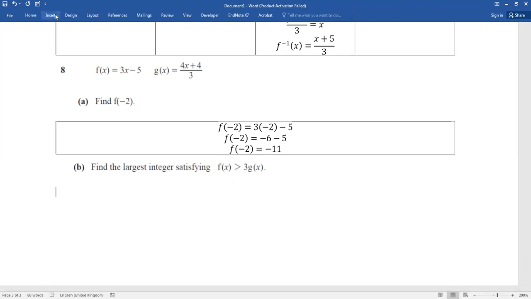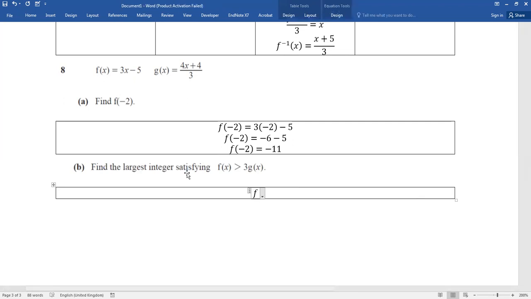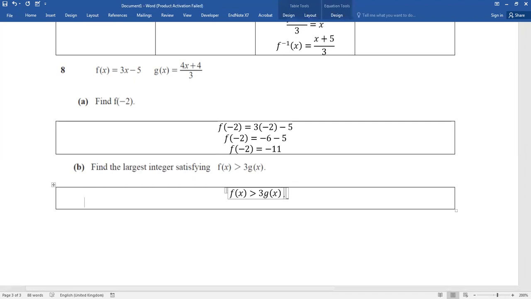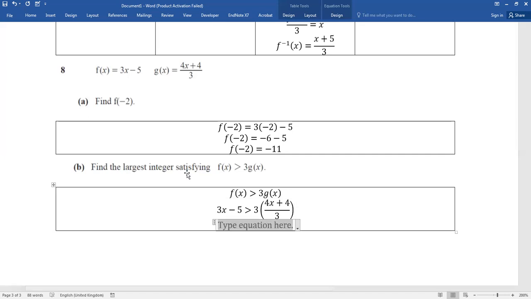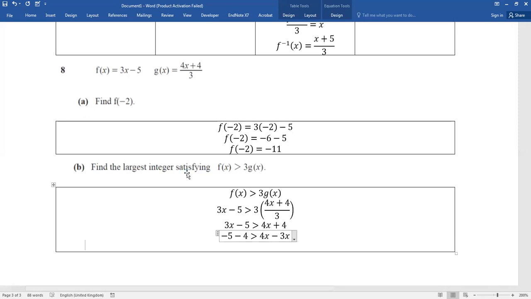Largest integer satisfying the inequality. The question is made an inequality: f(x) is greater than 3 times g(x). So in place of f(x), I can just write the function f(x), and in place of g(x), I can just write the function g(x). So 3x minus 5 is 3 and the 3 cancelled out because it's a single fraction. All x containing terms on one side, I can say that I take this over there: -5 -4, 4x - 3x. So -9. How do we read this?